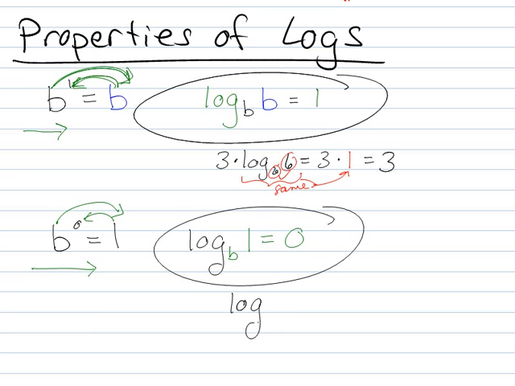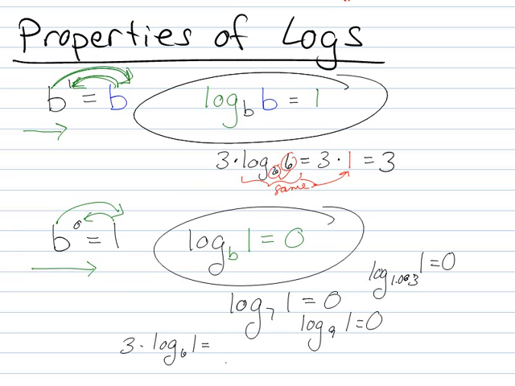So log base anything: log base 7 of 1 is 0. Log base 9 of 1 is 0. Log base 6.3 of 1 is 0. Log base anything of 1 is 0. So if I give you a problem like 3 times log base 6 of 1, well, the log of 1 in any base is 0, so that would be 0. Alright?